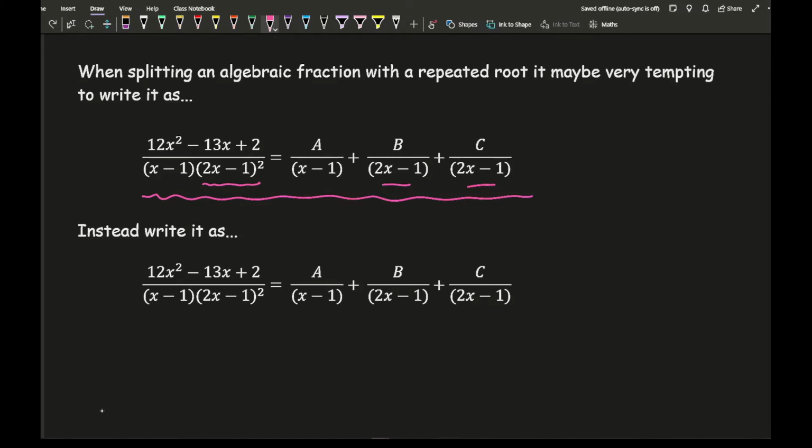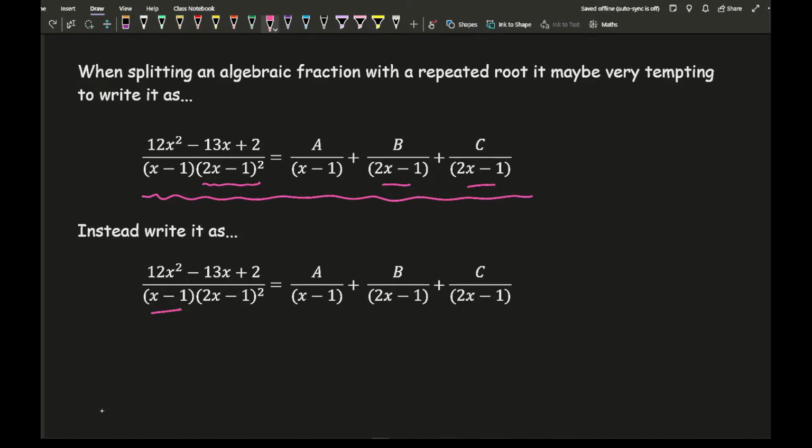The reason for this is that when you go through the process of multiplying both sides by the denominator of the original algebraic fraction, b and c will give you the same value, and in reality that might not be the case. So doing this method, b and c will always be the same. Instead, to get this accurate, what we need to do is write this as a over the first bracket, or one of the brackets.